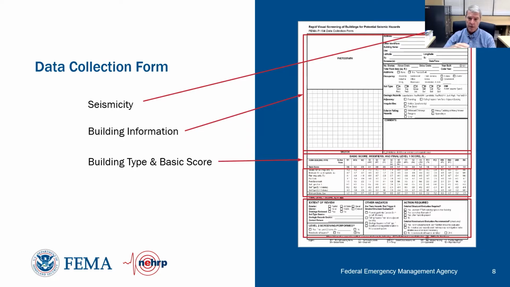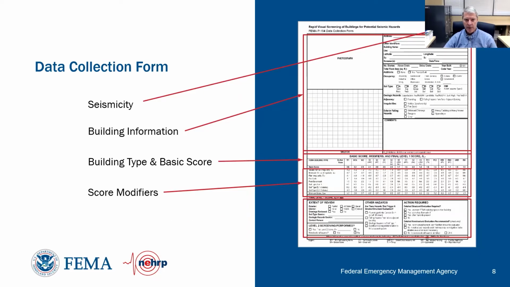So the other 4 seismicity regions or data collection forms are going to have a different basic score than what we see here. And that's all a function of how strongly we're shaking the building. The next section below the basic score is our score modifier section. So the basic score is our average performance for that particular building type. And then based on our field screening, we look at the building for unique characteristics associated with that building. Those are our modifiers to adjust that score to come up with our final level 1 score. And that's our score modifier section.